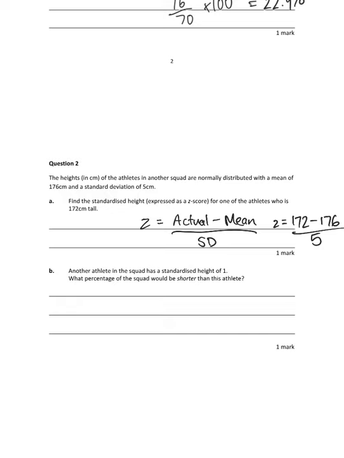Cool, so I'll just whack that in my calculator as well. We're going to get a negative Z-score because this athlete is below the average, or below the mean. So we get a Z-score equals negative 0.8. Cool, I'll just highlight the answers as I go. I should do that from now on.